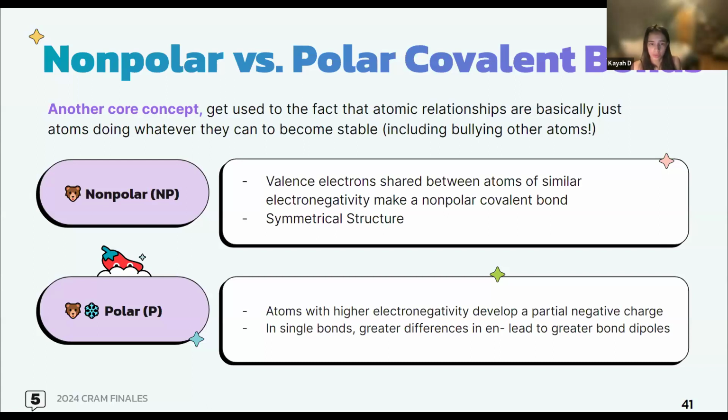In nonpolar covalent bonds, you have valence electrons being shared between atoms of similar electronegativity, right? And then with polar covalent bonds, the atoms with higher electronegativity develop a partial negative charge. In single bonds, there's a greater difference in electronegativity, which leads to greater bond dipoles. So in nonpolar, you have these very nice atoms that are willing to share a little bit more. But in polar covalent bonds, they're like, no, this is mine. They're pulling it away, which leaves you with those partial positive and partial negative charges, which leads to greater bond dipoles.